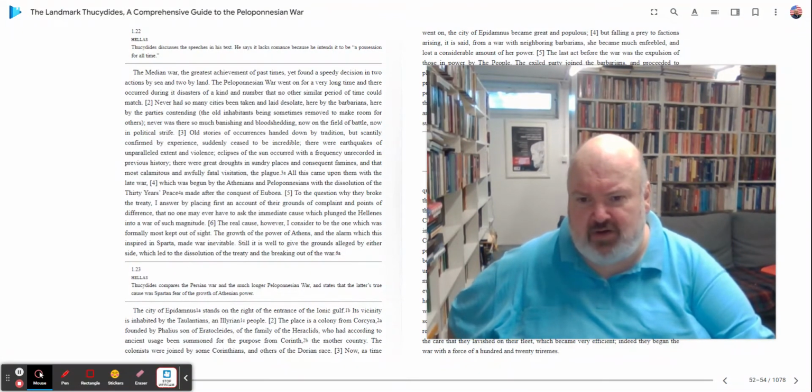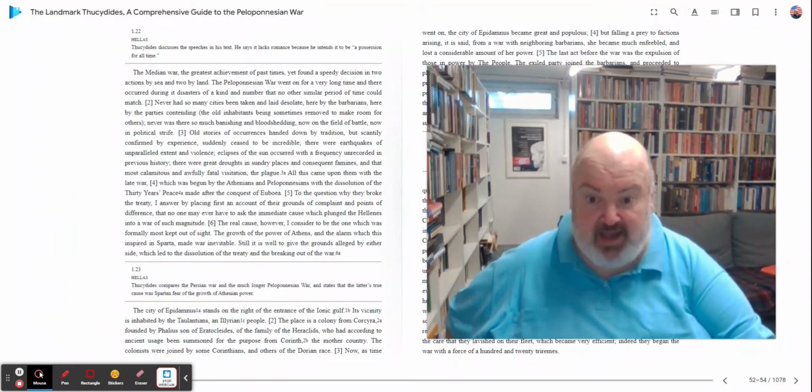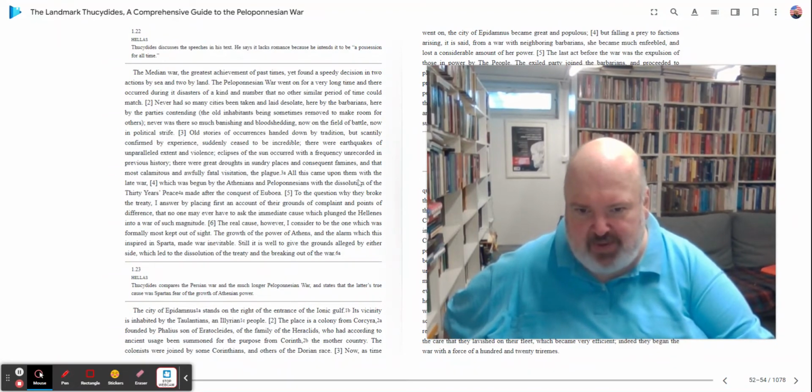The old stories of occurrences handed down by tradition but scantily confirmed by experience suddenly ceased to be incredible. There were earthquakes of unparalleled extent and violence. Eclipses of the sun occurred with a frequency unrecorded in previous history. There were great droughts in sandy places, and frequent famines, and that most calamitous and awful fatal visitation, the plague. All of this came upon them with the late war.